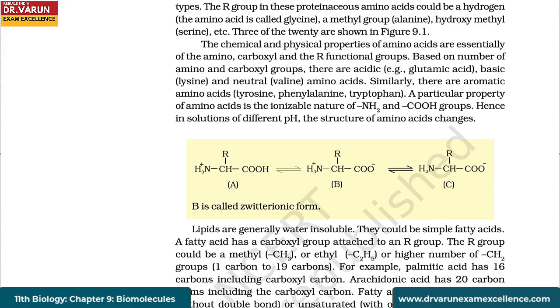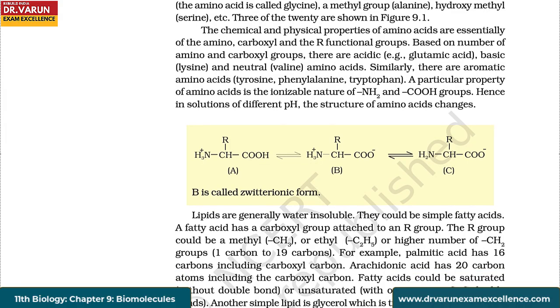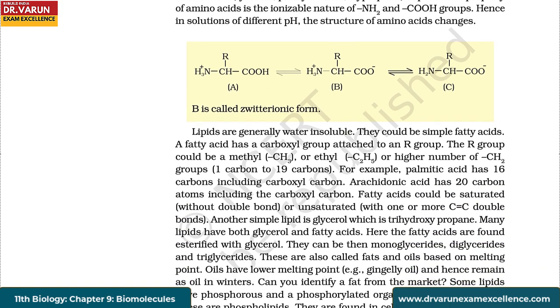The chemical and physical properties of amino acids are essentially of the amino, carboxyl, and the R functional groups. Based on number of amino and carboxyl groups, there are acidic, for example glutamic acid, basic, lysine, and neutral, valine amino acids. Similarly, there are aromatic amino acids, tyrosine, phenylalanine, and tryptophan. A particular property of amino acids is the ionizable nature of amino and carboxyl groups. Hence, in solution of different pH, the structure of amino acids changes.